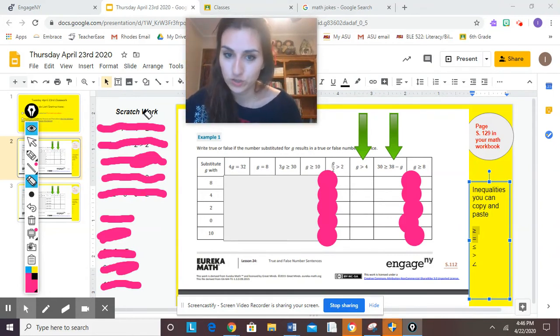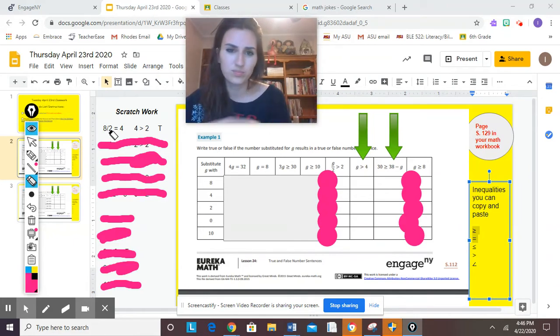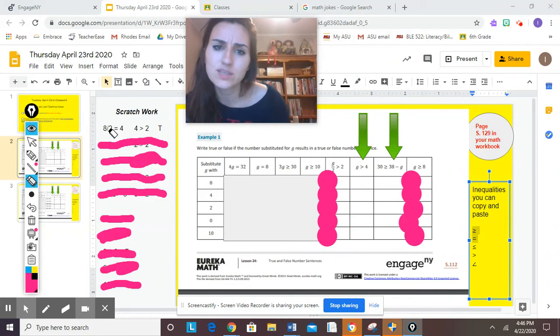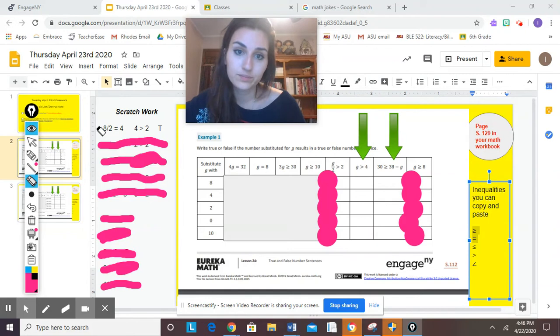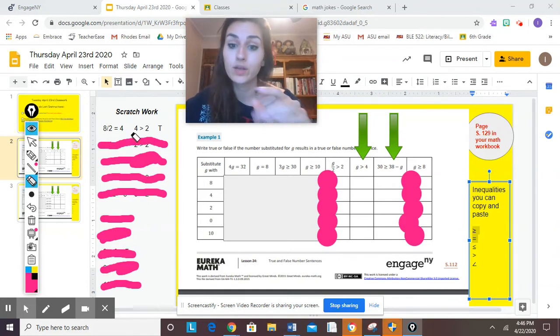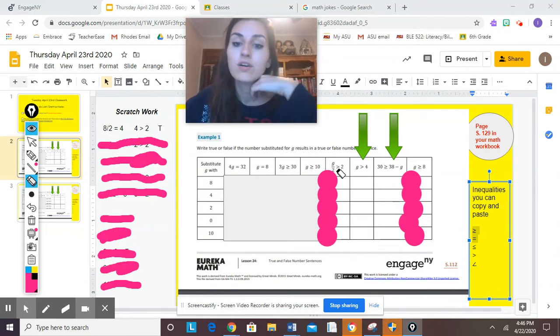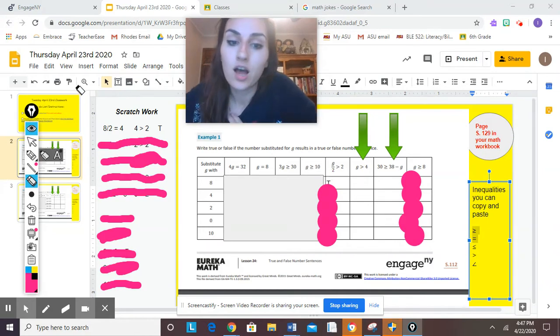Over here by scratch work, I'm going to substitute the number 8 for G. I'm going to do 8 divided by 2. You can just use a dash, because including the actual fraction symbol is a little bit difficult. So 8/2, so 8 divided by 2 equals 4. If we plug 4 back into our original problem, 4 is in fact greater than 2. So that is true. Over here, I would just type the letter T. On to the next one.